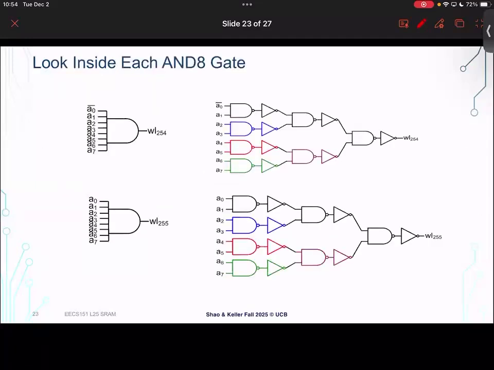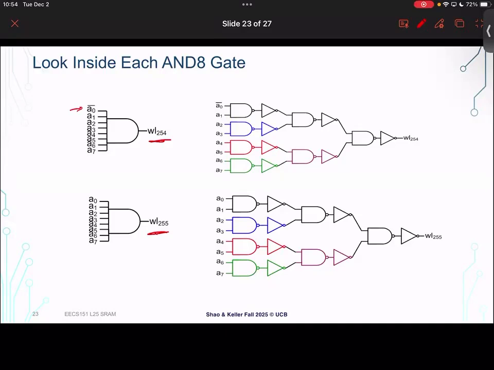So let's try to do a little better. Here are the last 2 combinational logic blocks for the last 2 lines in the row decoder, right? Calculating word line 254 and word line 255. Word line 255 takes all of the high inputs, all of the true inputs of the address. 254 is the same, except for it complements the LSB.